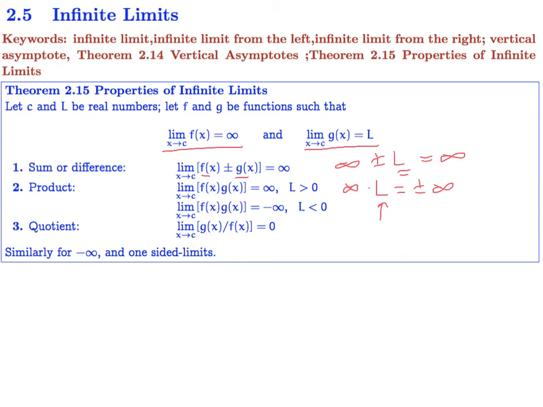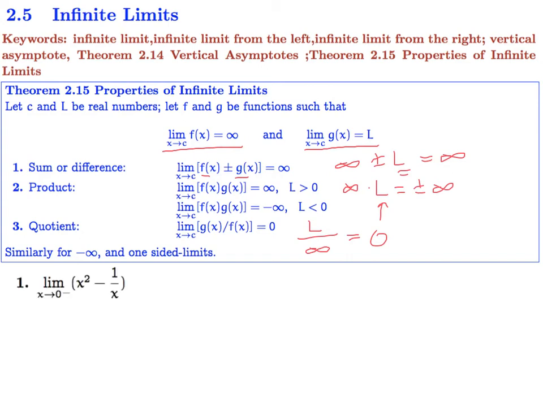And last is our quotient rule. If we take L and we try to divide it by a really, really big number, this is going to be 0. If you divide anything by a large enough number, it gets really, really small, so it gets close to 0. Now, these properties also hold pretty similarly for negative infinity and one-sided limits. There are just going to be changes of plus or minus. The big thing with these properties of infinite limits is that a lot of these require a lot more conceptual thought than just substituting and canceling numbers. So let's see some examples.